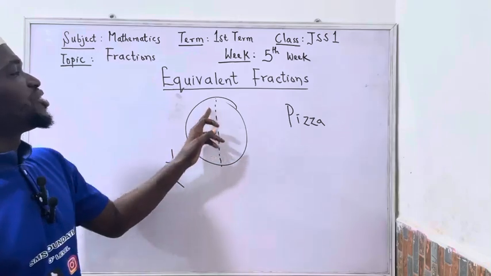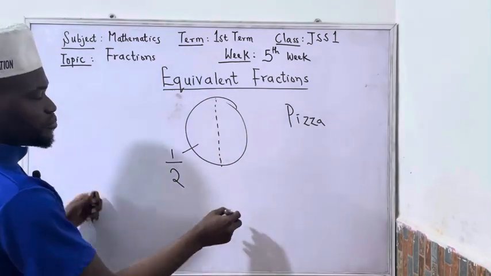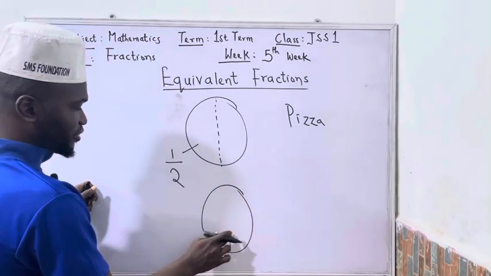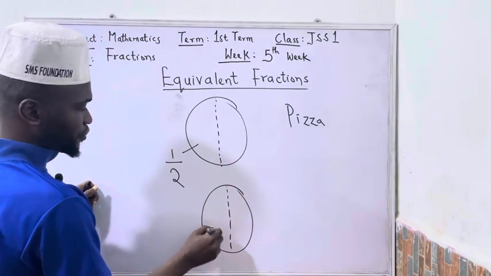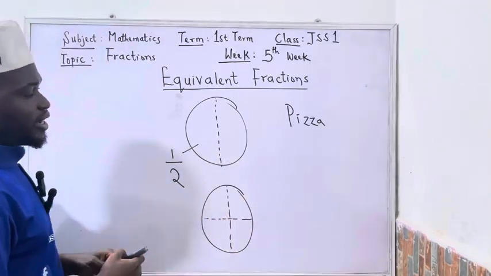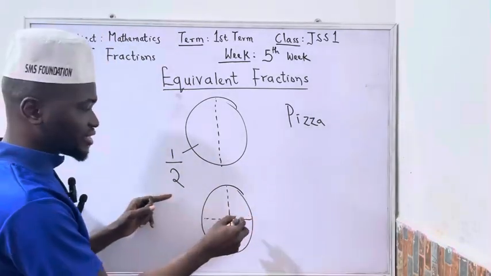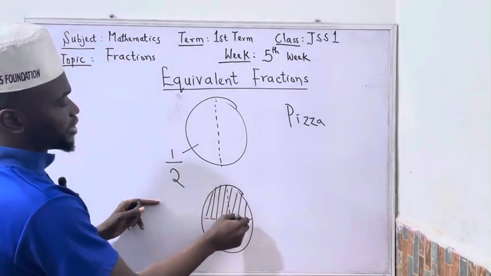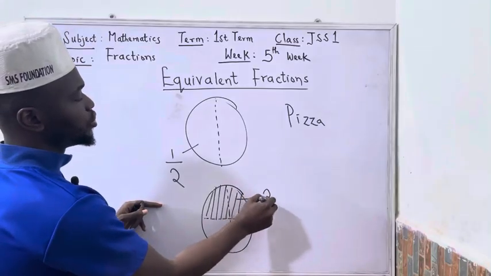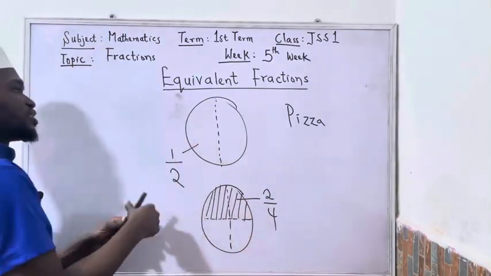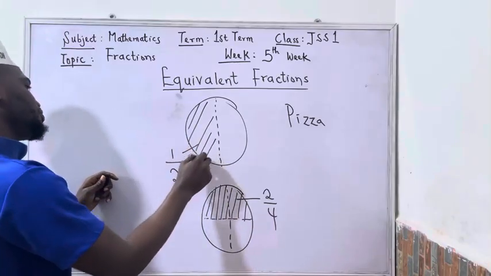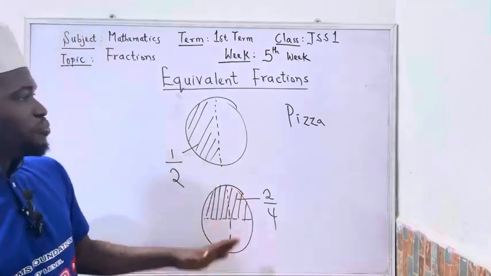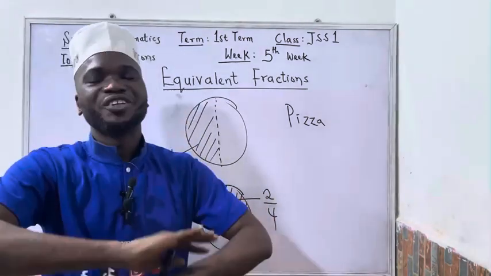Now, another person did not divide his own into 2, but divided it into 4. Probably this person ate 2 out of 4. Let me shade the part that is eaten by the other guy. So this person has eaten 2 out of 4. You ate 1 out of 2, so you ate 1 over 2, and this guy ate 2 out of 4. Both of you, numerically, have eaten the same thing.